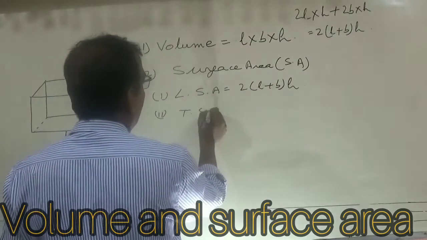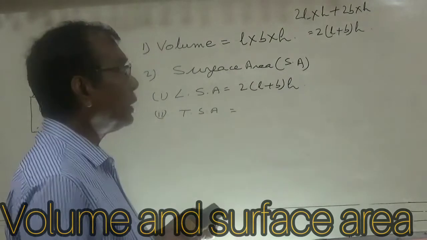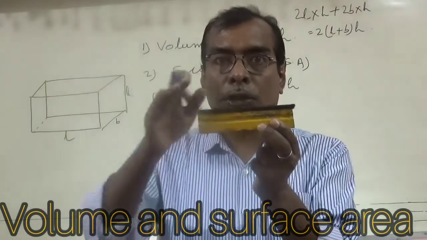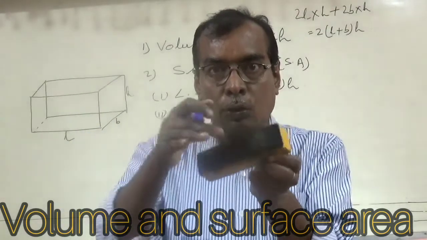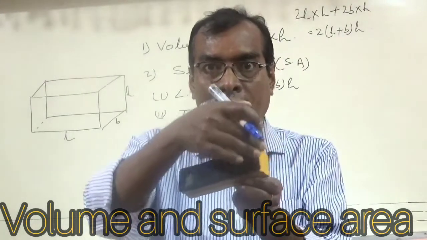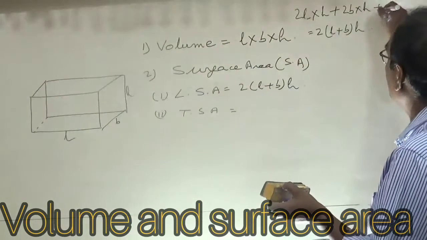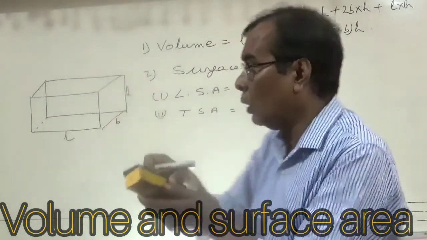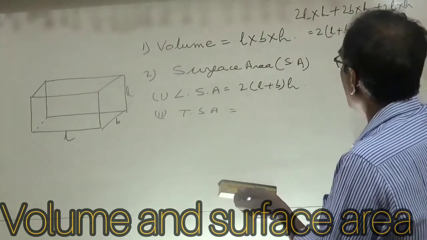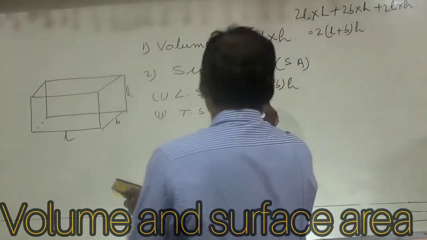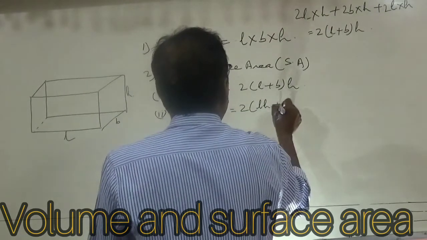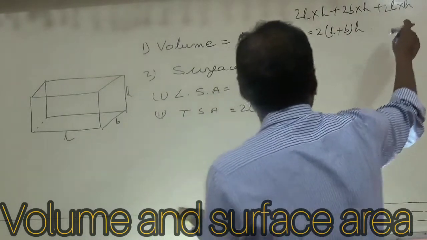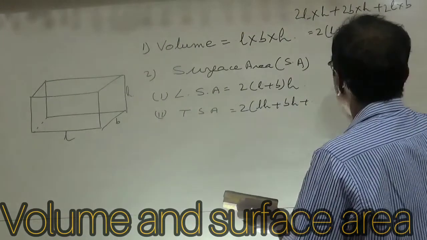Total surface area means that we have considered till now these 4 walls. Now the roof and bottom also you have to consider. Roof consists of length and breadth, so it will be L into B. And this area and the floor area are equal, so this is 2 into L into B. If we take out common 2 from here, it will be 2 into L into H plus B into H plus L into B.